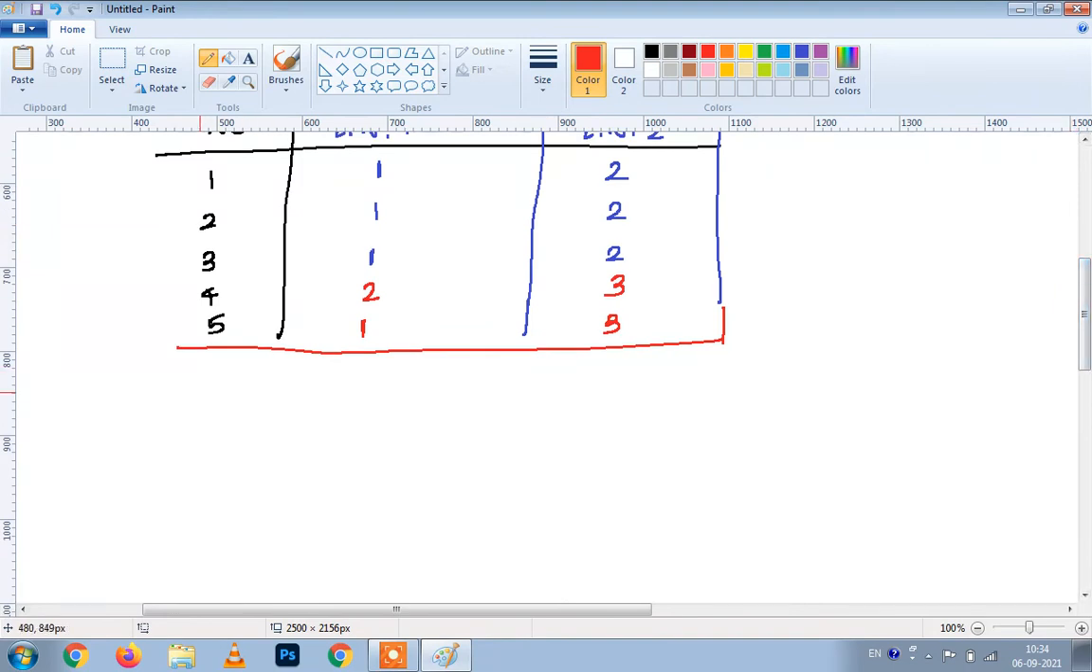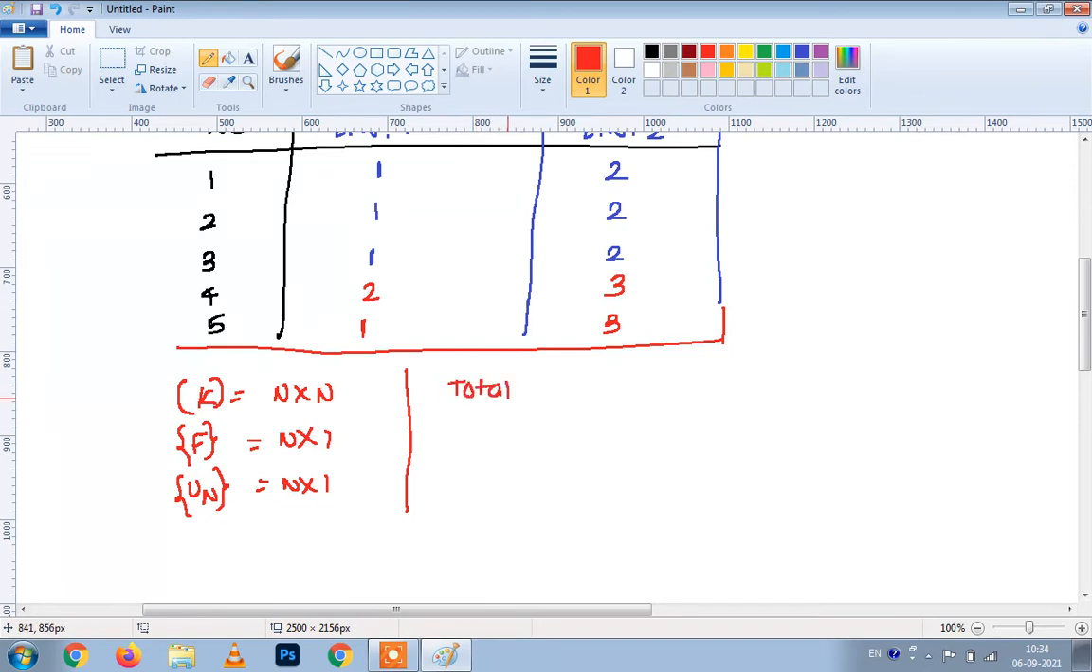Based on this, we have to find out the dimension of the global stiffness matrix K. It is n by n. The dimension of the global load vector F and the global displacement vector is n by 1 and n by 1, where n is the total degree of freedom, the total DOF. Now, how to find out the total DOF?